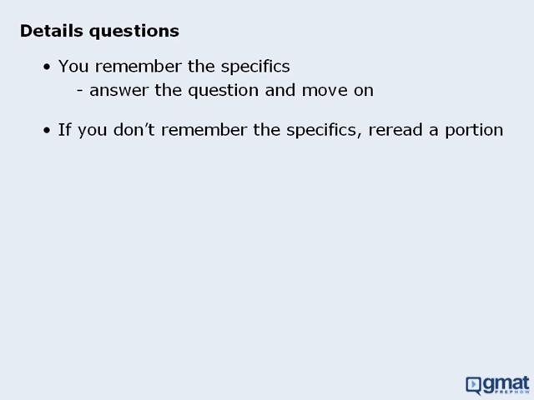Now, if you don't remember the specific information, you'll have to reread the portion of the passage that contains those details. Of course, if you're forced to return to the passage, you'll want to identify the relevant section of the passage as quickly as possible. One way to do this is to refer to your paragraph summaries.